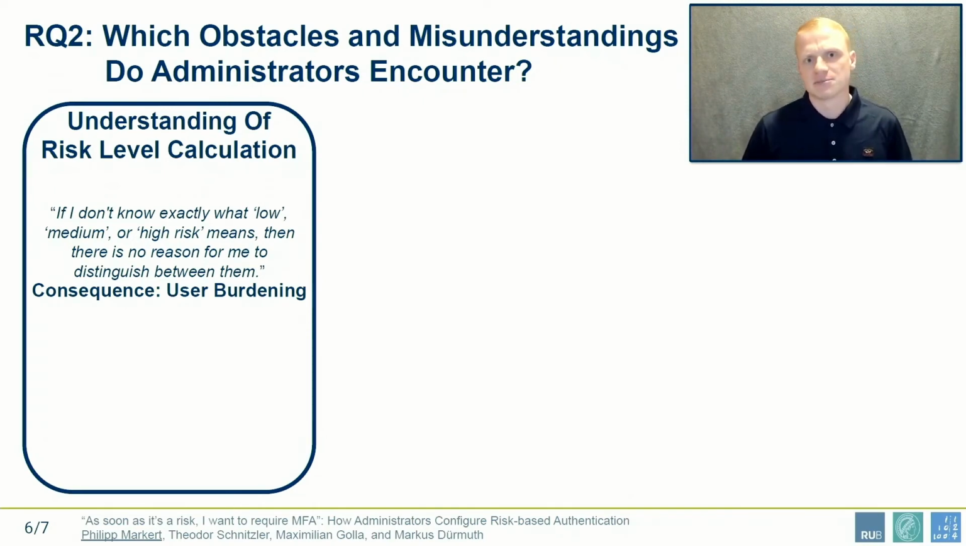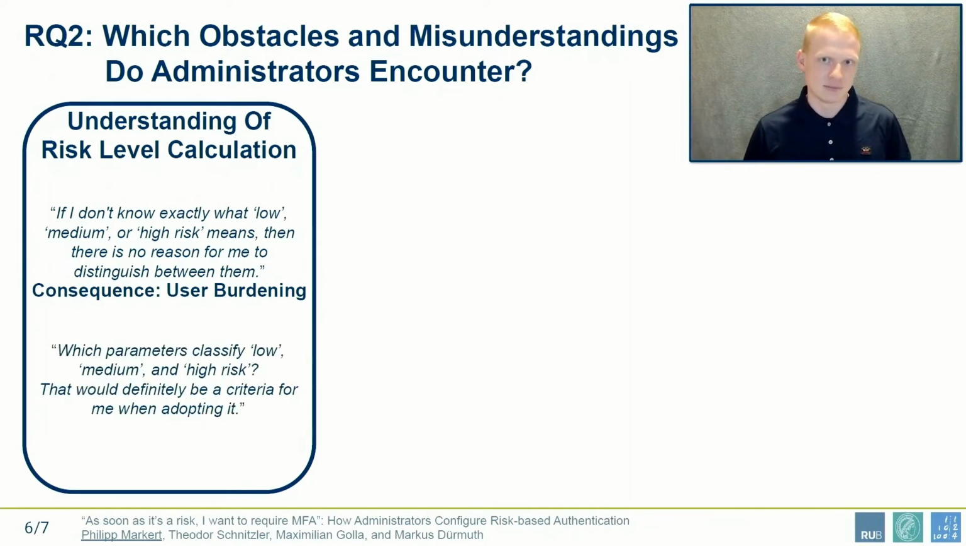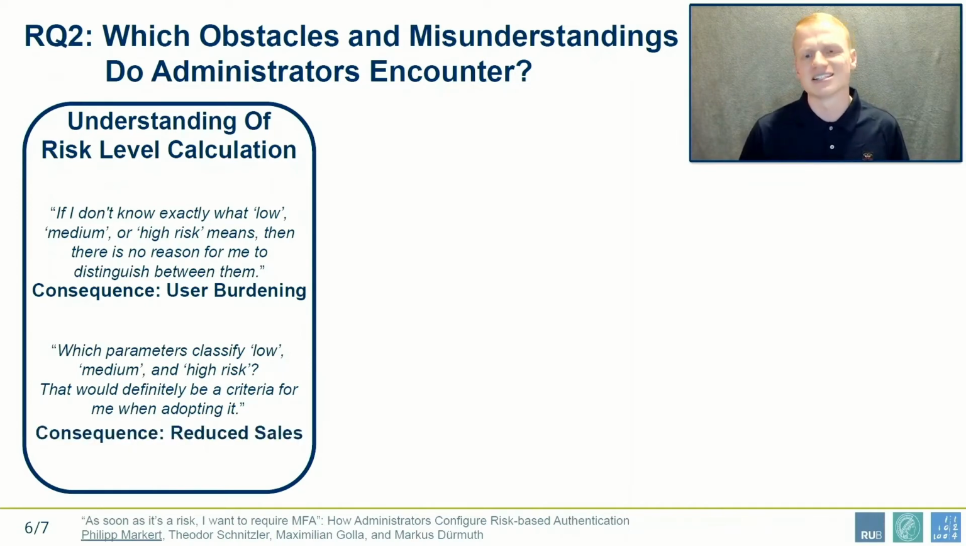A second participant had a similar answer, still it was a bit different. Let's see. Which parameters classify low, medium or high risk? That would definitely be a criterion for me when adopting it. So again, this participant wanted to understand what medium, high and low risk means. However, the outcome is different because this reduces sales, because it affects the company that offers the service, but not the users.